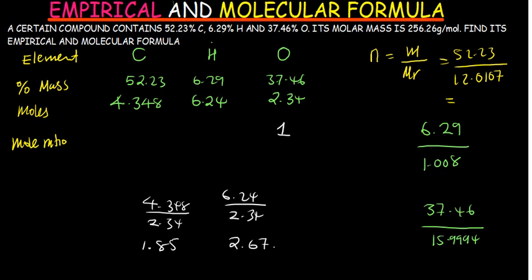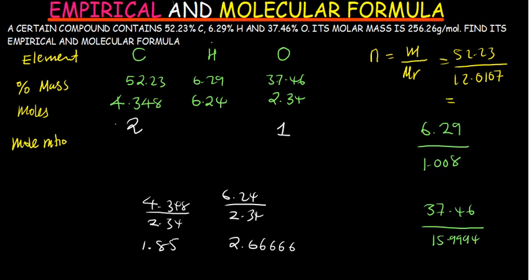Can you give maybe more values apart from that? 2.6. 2 point what? Okay, this is very important. So I'm going to put here. Now this one, 1.85, I can round it off to the nearest whole number. That will give us a 2.